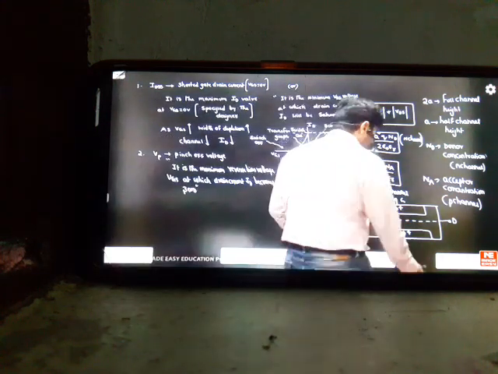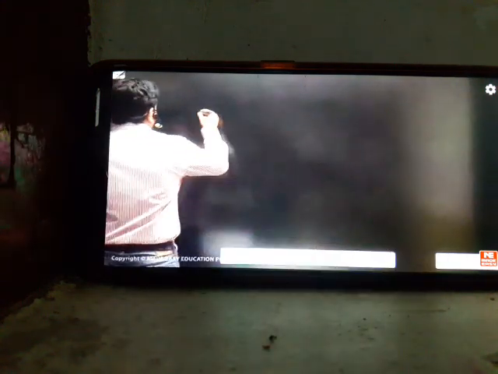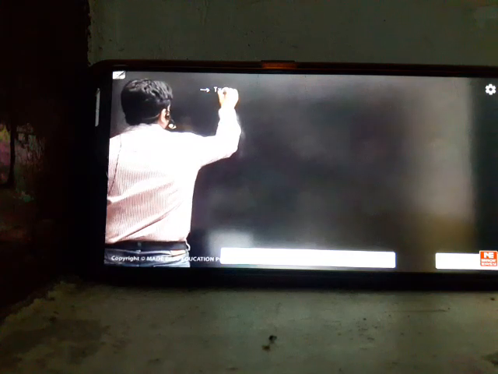Let us start completing the final story. So keep the heading: transfer characteristic equation.